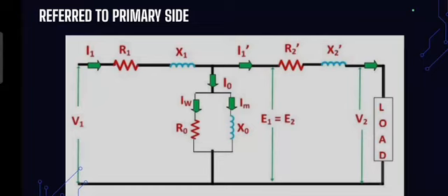Referring the secondary parameters to the primary side allows us to work with a single circuit model, ensuring consistency and simplifying calculations. The primary side resistance and reactance remain unchanged. The magnetizing branch also remains unchanged with no change in values. The resistance of the secondary side and reactance of the secondary side are adjusted as R2 dash equals R2 by A square, where A is the transformation ratio. Similarly, I1 is also changed. The secondary voltage and the secondary current are also changed when referred to the primary side.